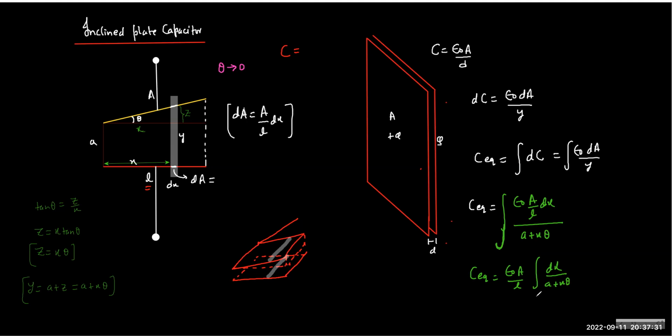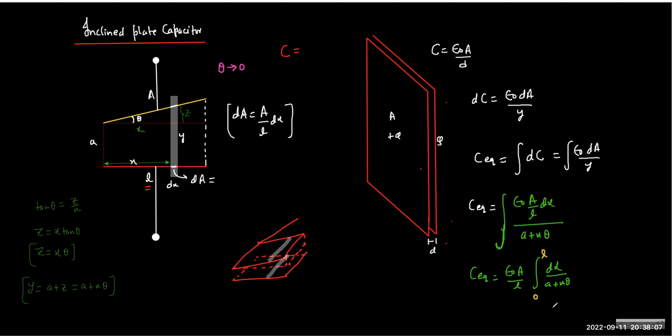Can you tell me? X will vary from where to where? To cover the entire capacitor, I must take the x from where to where? To cover every slice in the entire plate area, how must the x vary? Okay, it will vary from 0 to L.